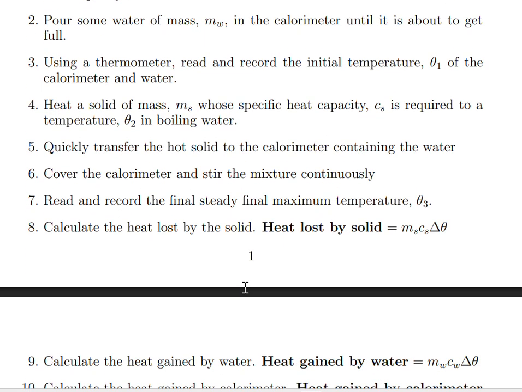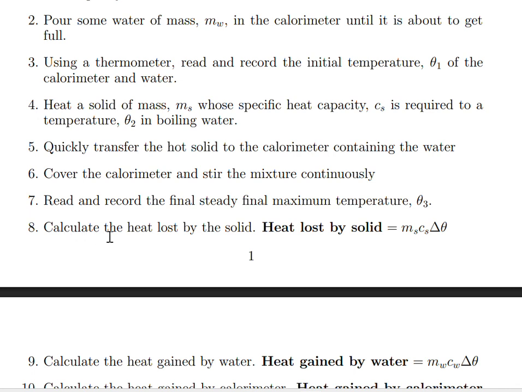So in this particular case, there are two things that we have to look at: the body that does lose heat and then the bodies that do gain heat. So that will be our guiding principle in the determination of specific heat capacity.